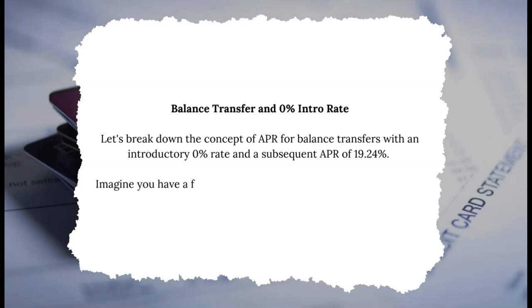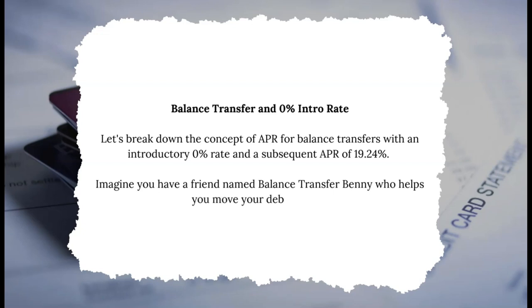Let's say you have $5,000 on a high interest credit card where you're paying, I don't know, 26, 30% interest, and you want to be able to apply for a credit card where you can move that money to 0% and then pay that $5,000 off over time. Okay, so let's go over how balance transfers work with a 0% introductory rate.